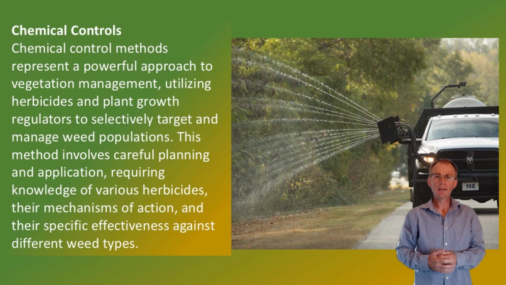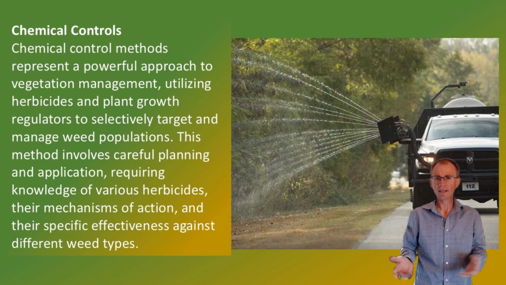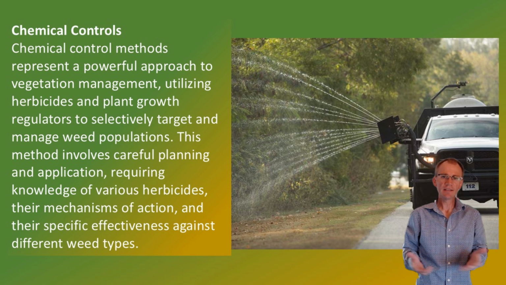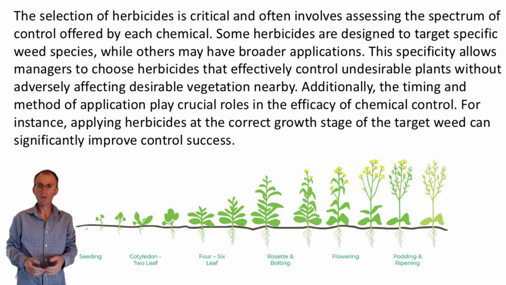Chemical controls. Chemical control methods represent a powerful approach to vegetation management, utilizing herbicides and plant growth regulators to selectively target and manage weed populations. This method involves careful planning and application, requiring knowledge of various herbicides, their mechanisms of action, and their specific effectiveness against different weeds. The selection of herbicides is critical and often involves assessing the spectrum of control offered by each chemical. Some herbicides are designed to target specific weed species, while others may have broader applications.